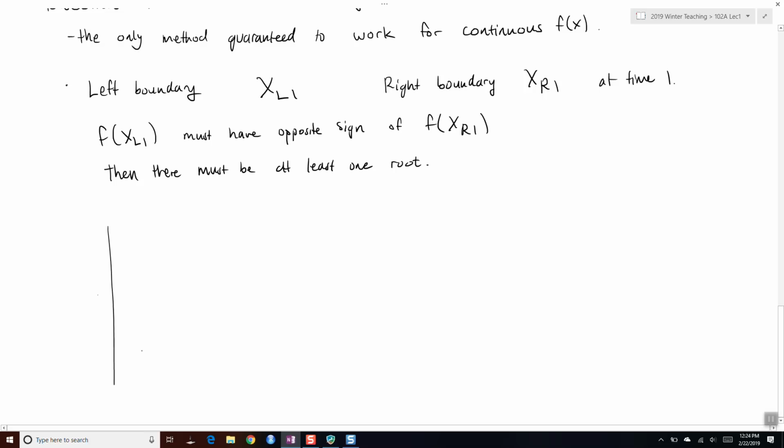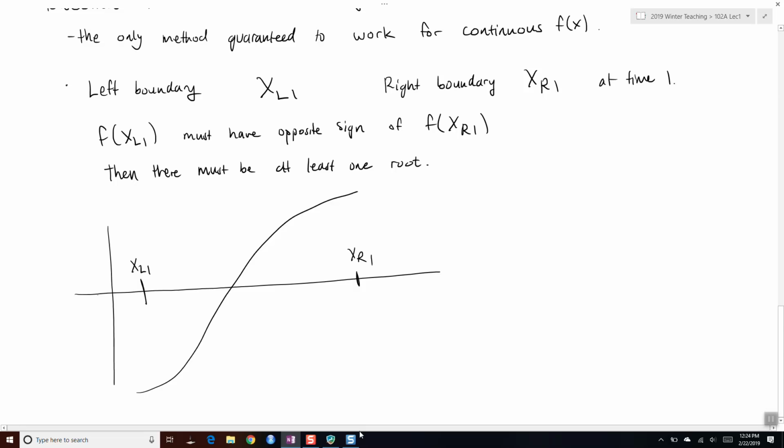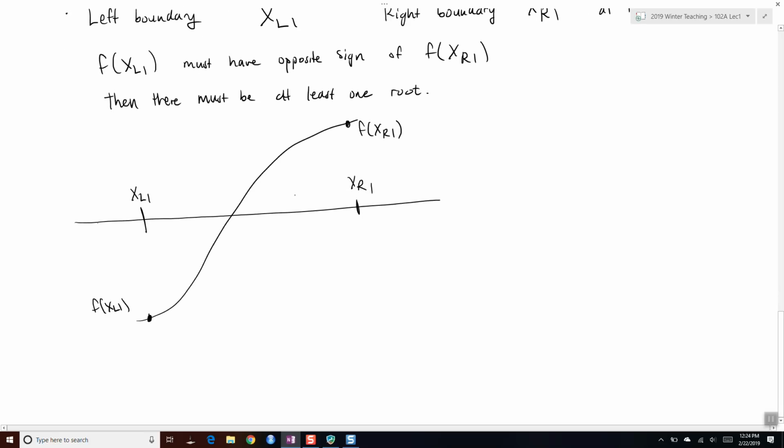So okay, here's our picture. We've got some kind of function here, right? I might call this xl1, and right here will be xr1. So f at xl1 is down here, and f at xr1 is up here. And all we do is find the halfway point between xl1 and xr1. We'll call this xm1, the midway point, okay?